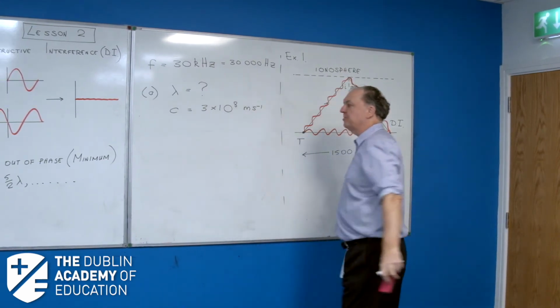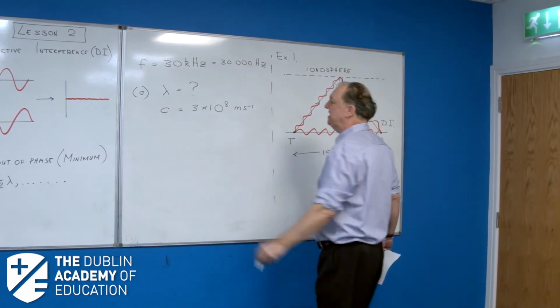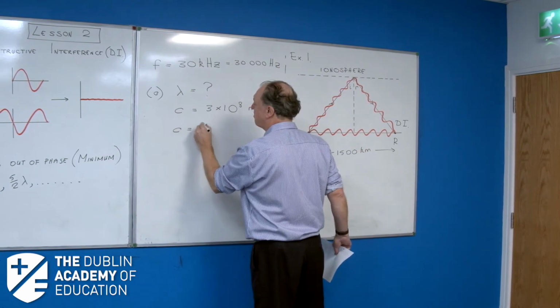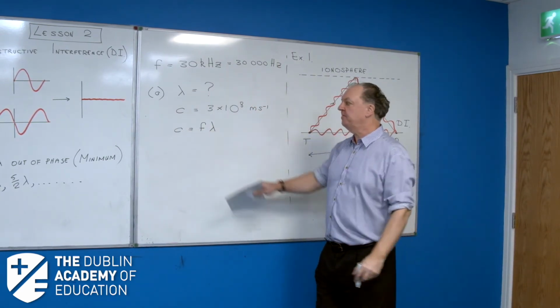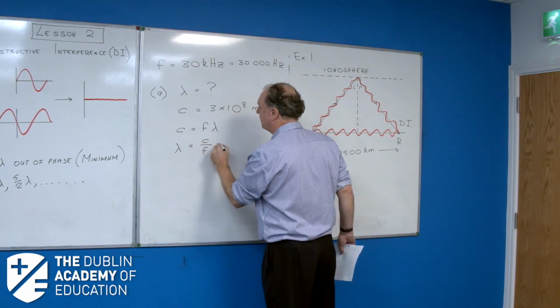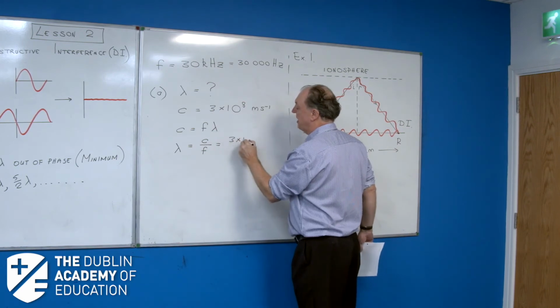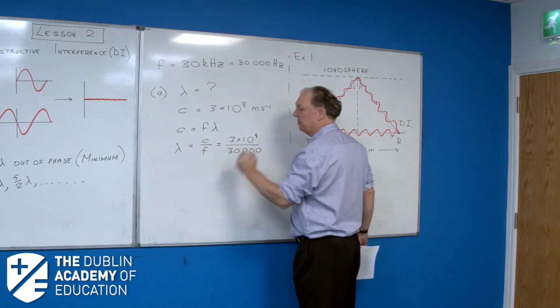So what am I going to use? I'm going to use my famous wave equation. My wave equation is c is equal to f lambda. They're asking me to find lambda. So lambda is equal to c divided by f. 3 by 10 to the power of 8 divided by 30,000.